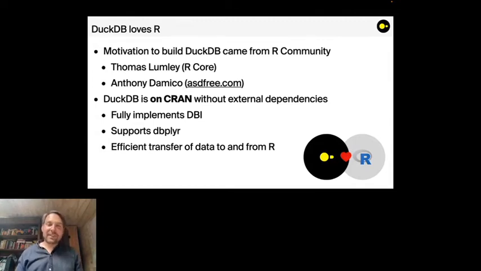But basically, that triggered us building a database management system that would work well with statistical programming, like in R. DuckDB is on CRAN, and you can just do install.packages DuckDB. We have a new version 0.4.0 as of this week. It implements the DBI. So DBI is this standard database API that R provides. It also supports dbplyr. We just had a brief discussion on dbplyr. So dbplyr is the version of dplyr that can talk to databases. And what is special about DuckDB is that it can very efficiently transfer data back and forth from R.